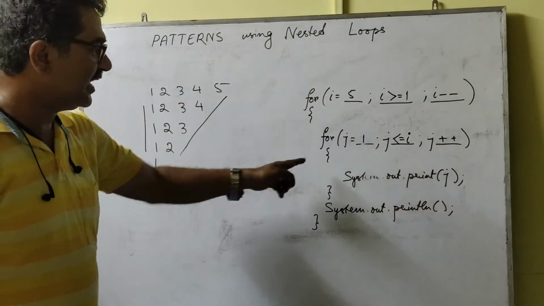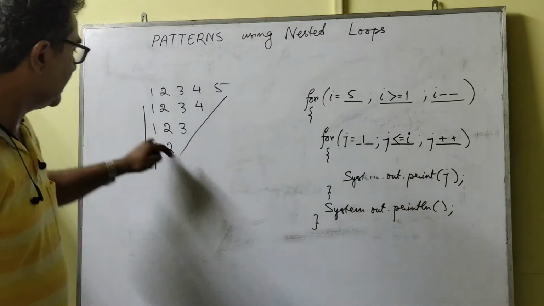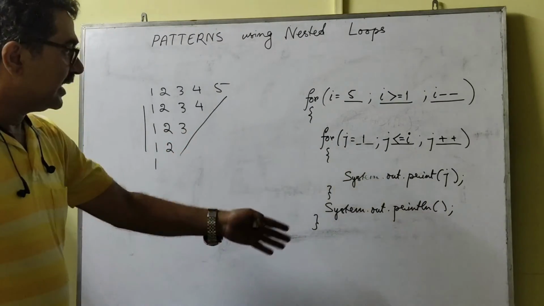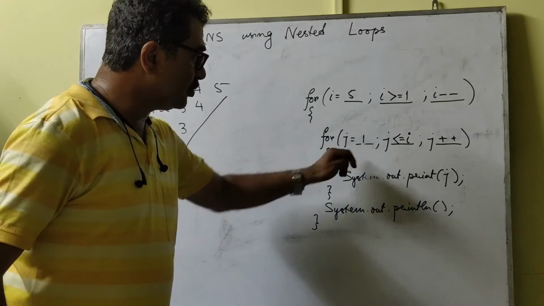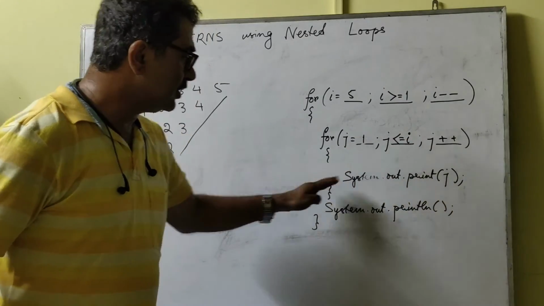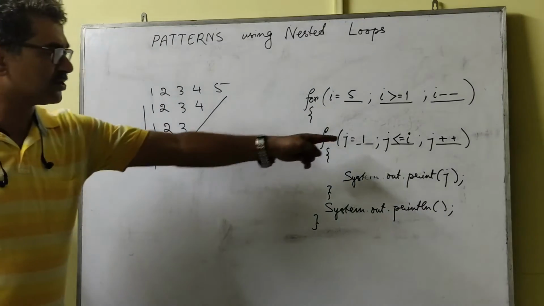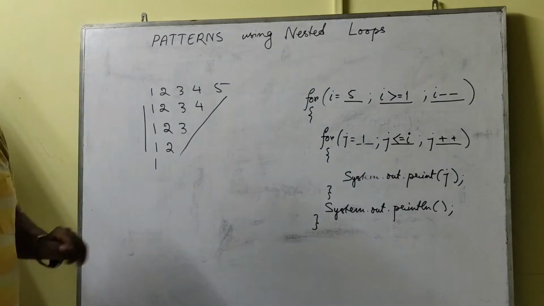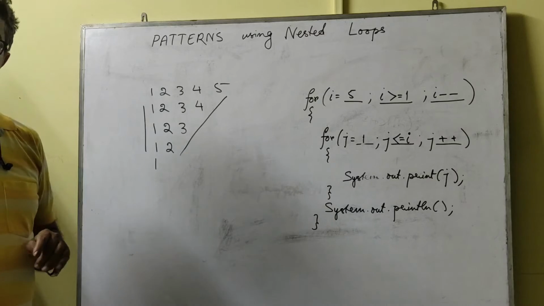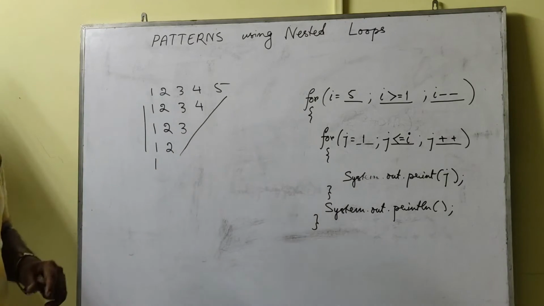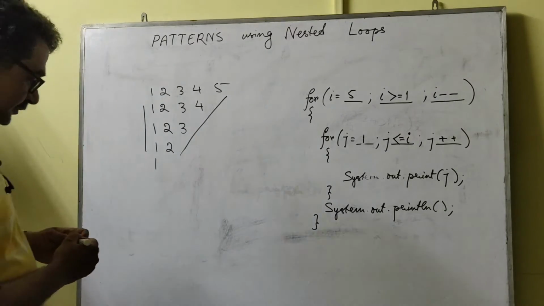Next time the value of I is 3. So, this loop runs from 1 to 3. So, it prints 1, 2 and 3. Again, next time the value of I is 2. So, this loop runs from 1 to 2. So, it's going to print 1 and 2. And ultimately, the value of I is 1. So, the loop runs from 1 to 1. And definitely, you are going to get 1. Isn't it very easy? I'll give you one more example.